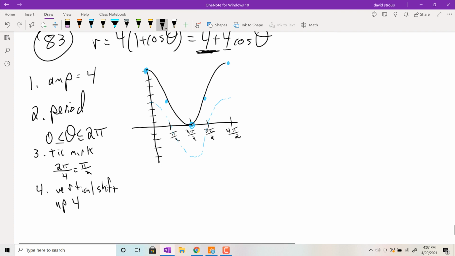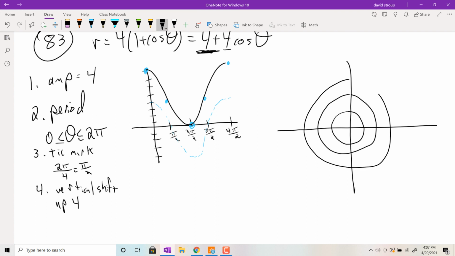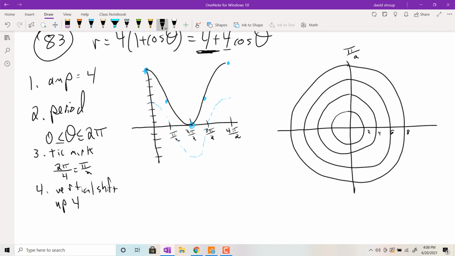Okay. And then I can finally go to my XY plane and graph it. So I'm going to make my little circles go by 2s. So 1, 2, 3, 4, 5, 6, 7, 8. Okay, 2, 4, 6, 8. My angle lines, in this case, are at pi over 2. So 1 pi over 2, I don't really need to draw any of them. 2 pi over 2, 3 pi over 2, and then 4 pi over 2, in other words, 2 pi.